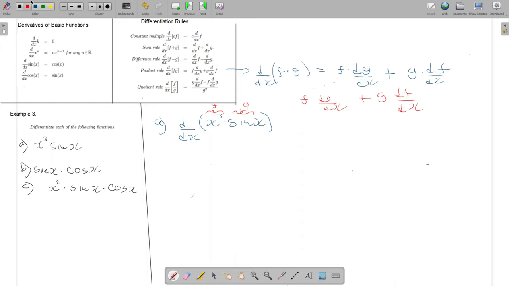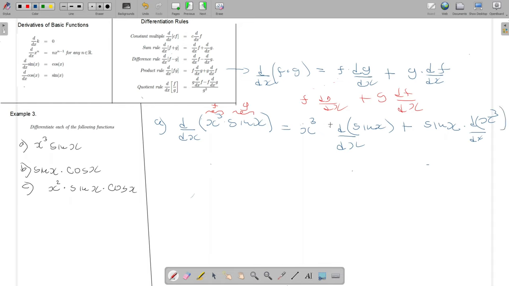When we apply the formula, we plug in f. I identified f to be x cubed, so in the place of f, I write x cubed. Then the derivative of g, I identified g to be sine x, so I replace this by sine x. Plus, in the second term, g is sine x, it's along, so I write sine x times d by dx of f. F is x cubed. Now we have applied the rule.